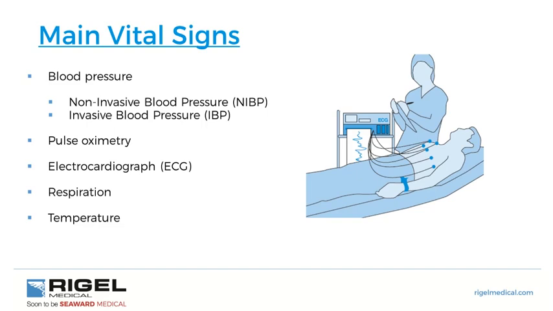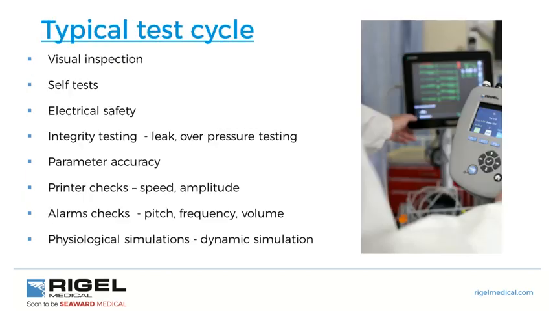Main vital signs simulation revolves around blood pressure, non-invasive blood pressure (NIBP), invasive blood pressure (IBP), pulse oximetry, electrocardiograph (ECG), respiration and temperature. So typical test cycles for patient monitors are visual inspection. Sometimes the medical device will do some self-testing. There's an electrical safety test, whether that be 60601 or 62353, depending on what your healthcare organisation has stipulated.